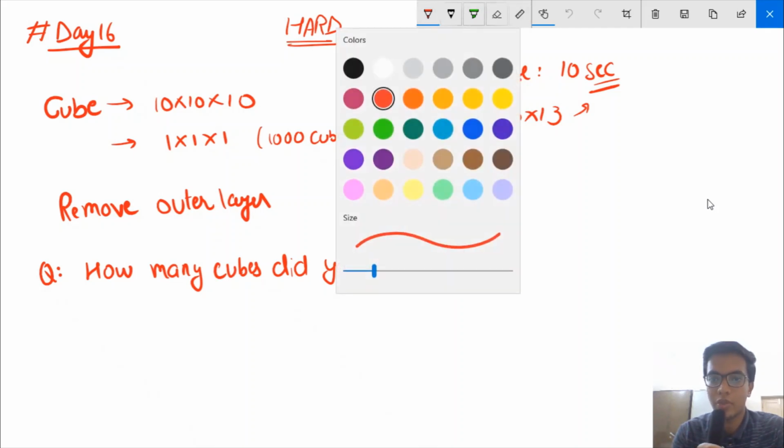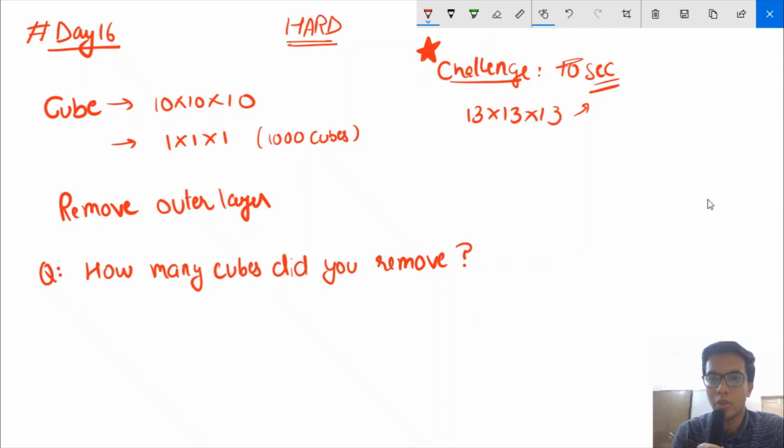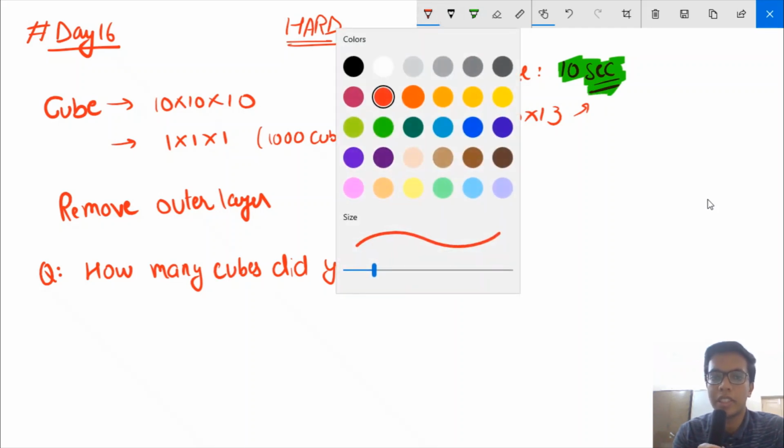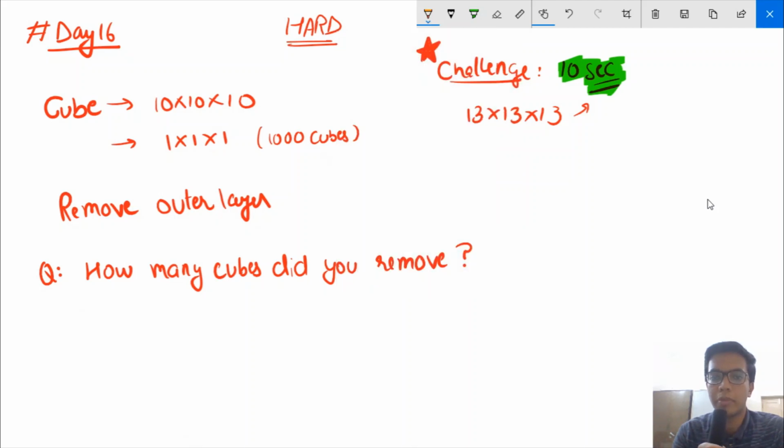So as I challenge you guys to do it in 10 seconds, to do it in that amount of time, you need to be a bit smarter about it. You need to first work up with some smaller examples, as in examples which have a smaller number. So let's say we have a 4 by 4 by 4 cube. Let's see this cube from one side.